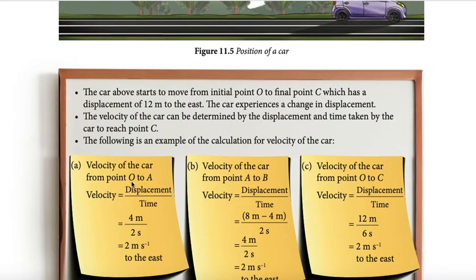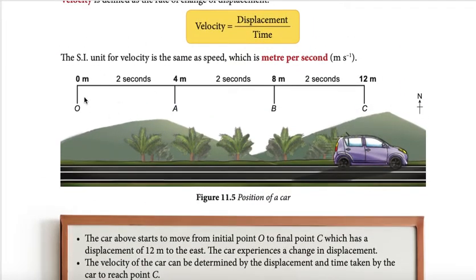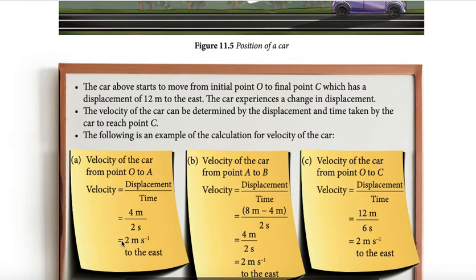Velocity of the car from point O to A. From this diagram, from point O to A, the displacement is equal to 4 meter to the east and the time taken is 2 seconds. Therefore, the velocity from the initial point to A is 4 meter divided by 2 seconds. So we substitute the value, we will get the velocity of the car from point O to A is 2 meter per second to the east.